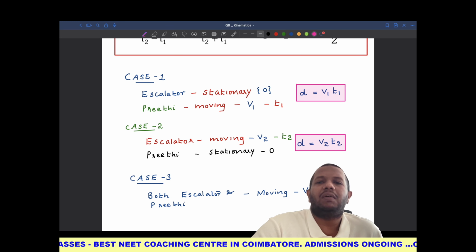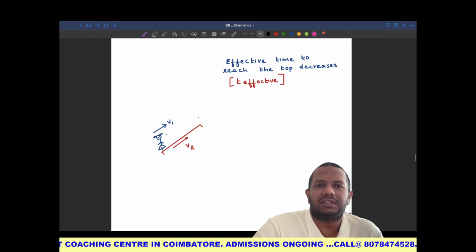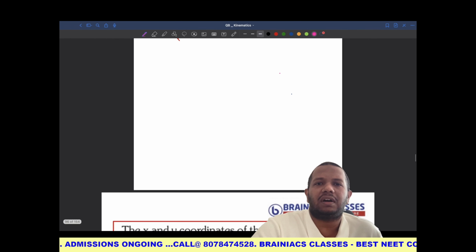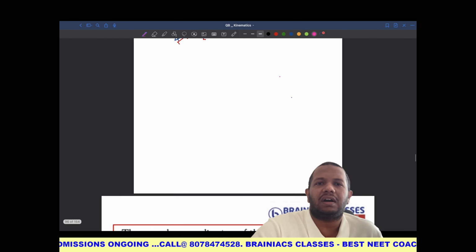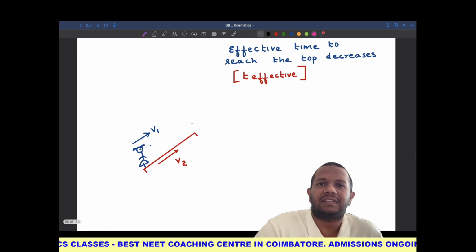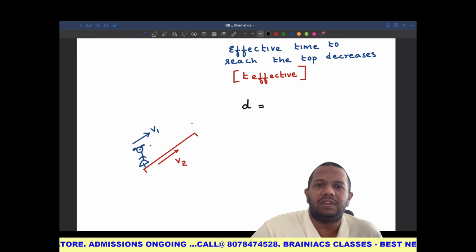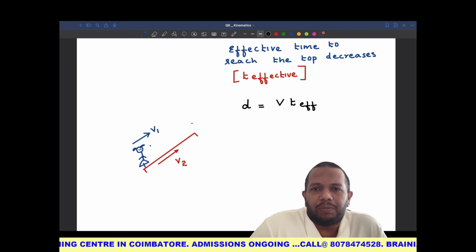Now let's go to the third case. How will you put the formula? Let me say the formula would be again the same. The distance would be the same d, it is not going to change. Speed would be, we know, the effective speed v, and the time would be t effective. Correct? I will put it like t effective. I hope you understood.